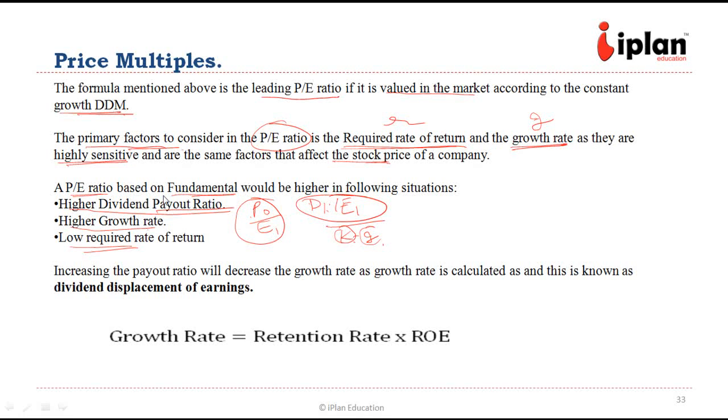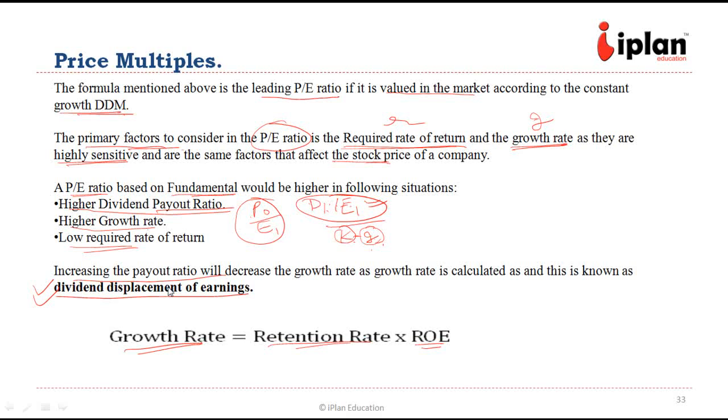So if the company is increasing the payout ratio, this number is being increased. We know from our earlier formula, growth rate is equal to retention rate into ROE. So our growth rate is going to fall. So these two parameters are not independent of each other. If D1 by E1, the dividend payout, is high, then the growth rate is going to be low, which is also called dividend displacement of earnings. That is, if a high fraction of dividend is paid in the current year, the next year's earnings are replaced. There is less possibility of higher earnings in the next year.